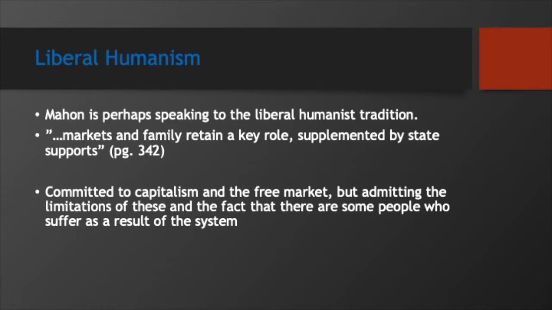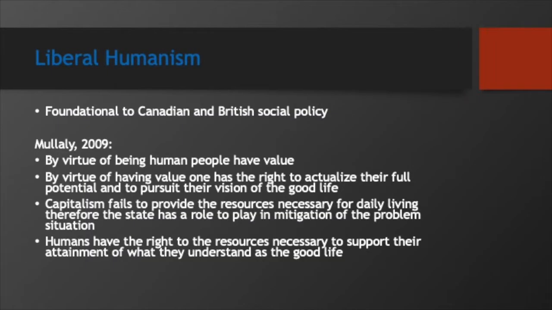Capitalism is still seen as a very beneficial and good part of our social fabric, but there is an acknowledgement by the state that there are winners and losers in capitalism, and that because some people suffer as a result of this economic system, the state does have a role to play in mitigating some of those possible harms. Bob Mullally provides us with a great definition of liberal humanism in his 2009 textbook.